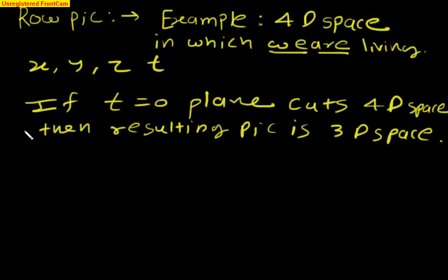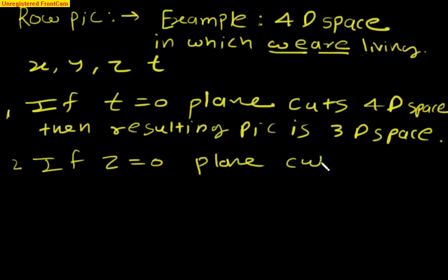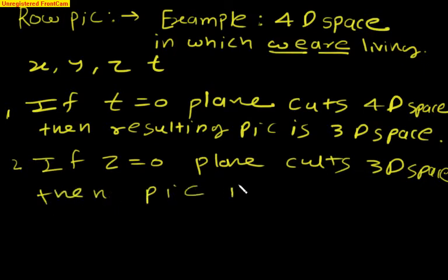But furthermore, if we intersect by the plane z equal to 0, this plane cuts 3D space, then what will be the result? Then the picture is 2D space, which means at each intersection by a plane the dimension gets reduced by 1.